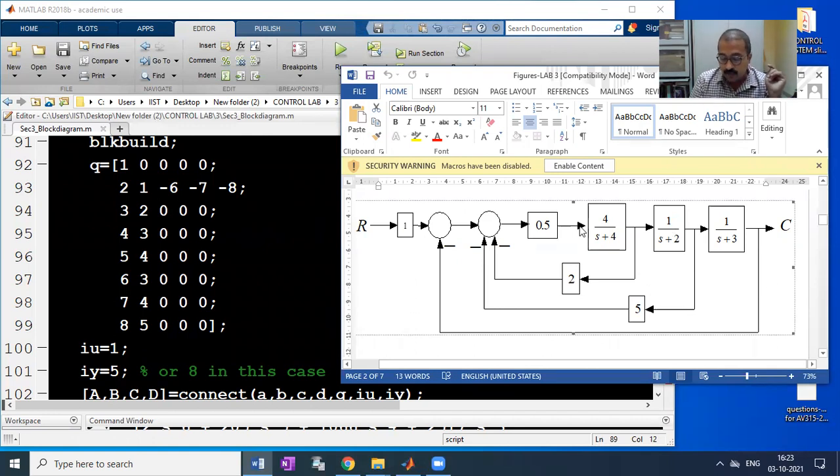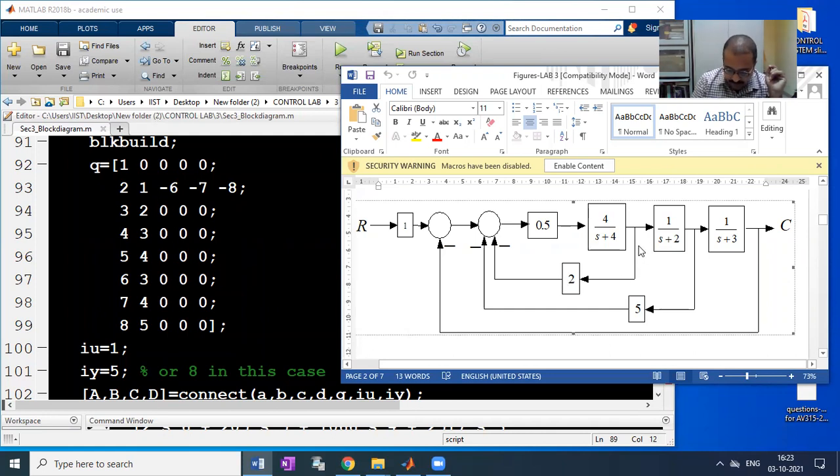Then block number 4, inputs are coming from block number 3. So 4, 3, 0, 0. Then block number 5, inputs are coming solely from block number 4. So 5, 4, 0, 0.